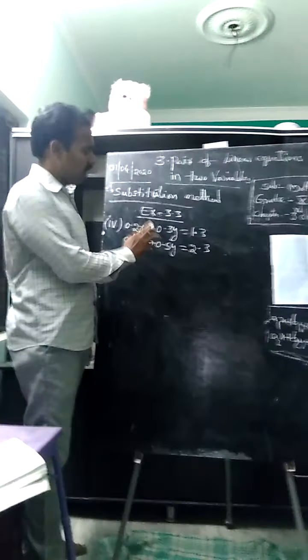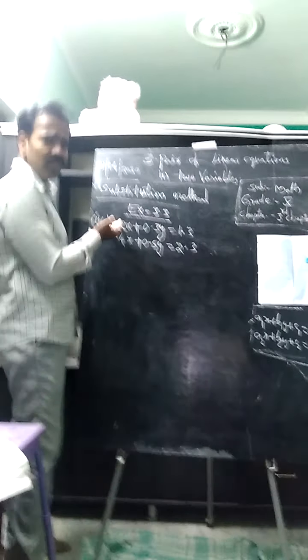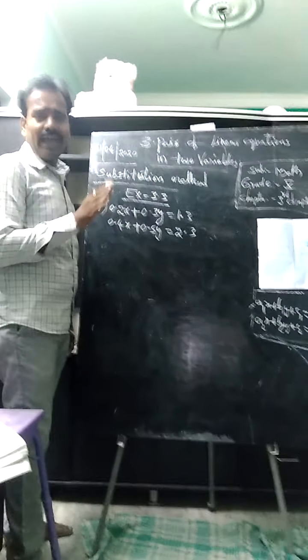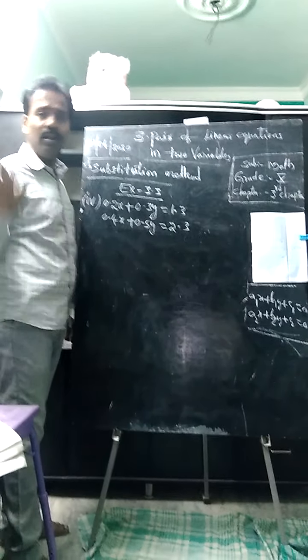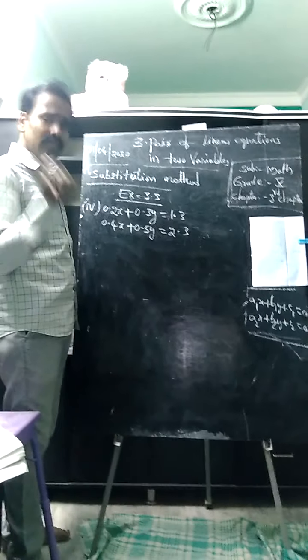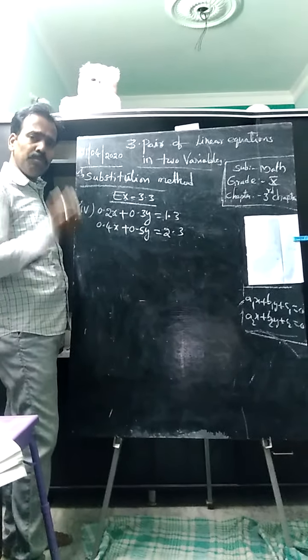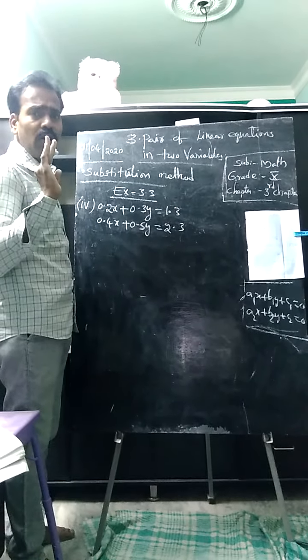Yes, students, we'll solve one more problem by using the substitution method. But here it is in decimal form. Those who can do it directly in decimal form, you can do it, no wrong at all. But in general, if you convert decimal form to fraction form and simplify, that is the easy method. But you can do any alternate method, no wrong at all.